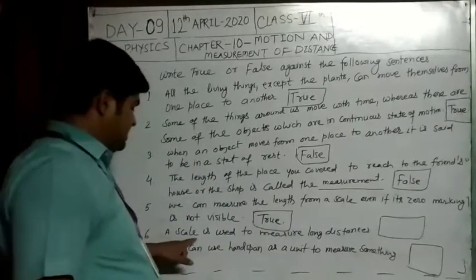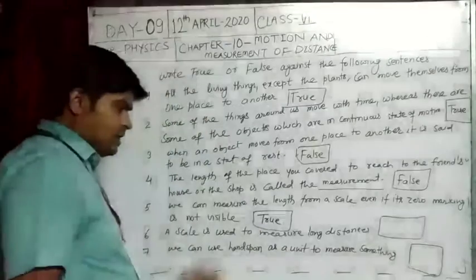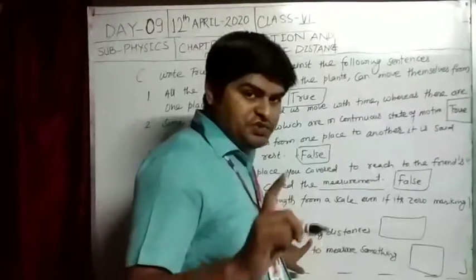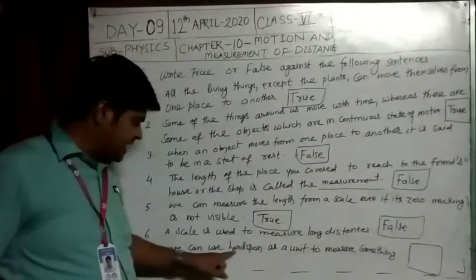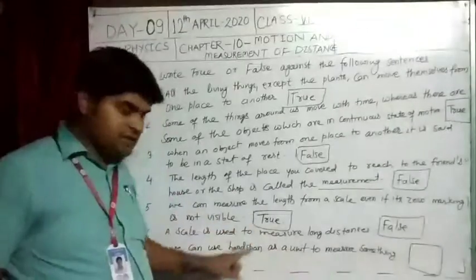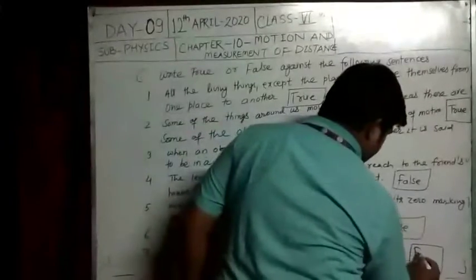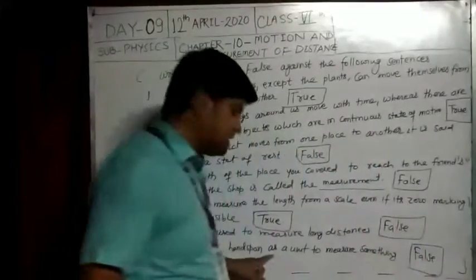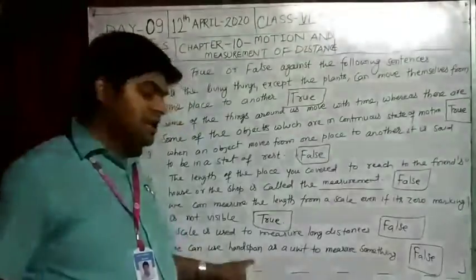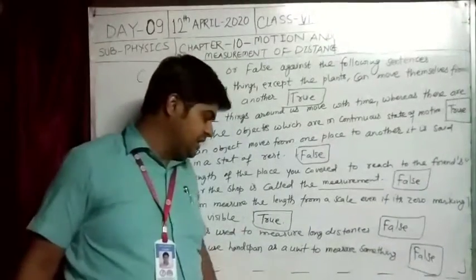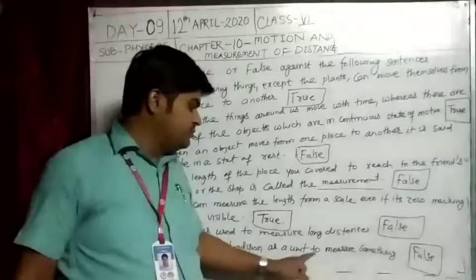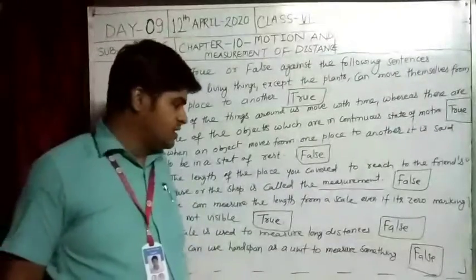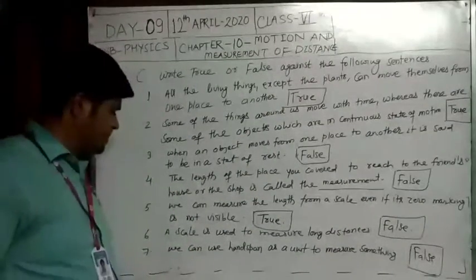Next question is, a scale is used to measure long distances. False. A scale is used to measure a small distance, not long distance. This is a false statement. We can use hand span as a unit to measure something. This is also a false statement. It was used in ancient time because at that time a scale, a suitable instrument for measuring length, was not found. So we cannot use hand span as a unit to measure something. Okay, so this is a false statement.